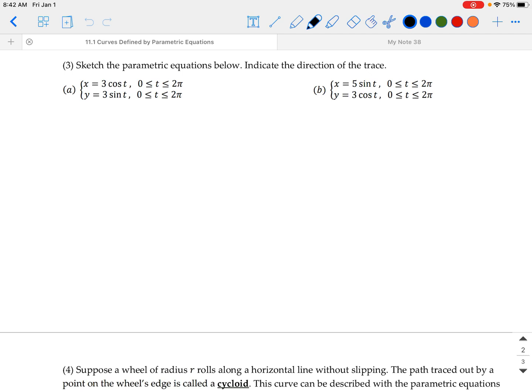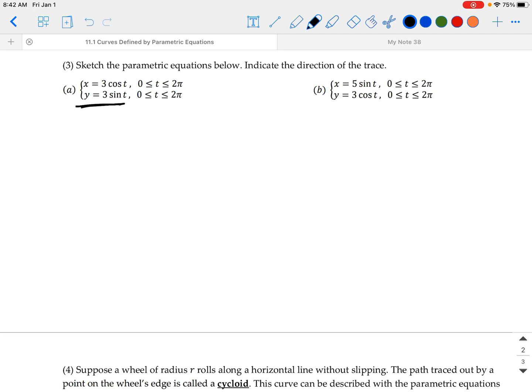Welcome back, everybody. So we are in the second part of the 11.1 notes here. So part 3, or question 3 here is just going to ask us to sketch the parametric equations, and then we want to indicate the direction of the trace. So this will be similar to what we worked on the first part.